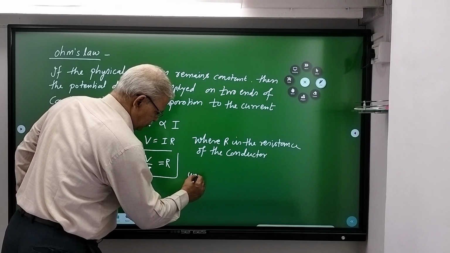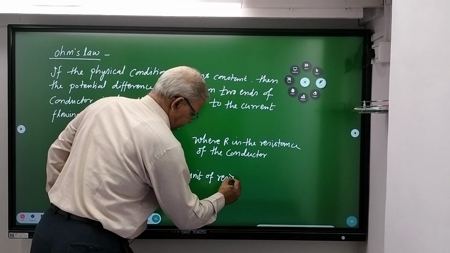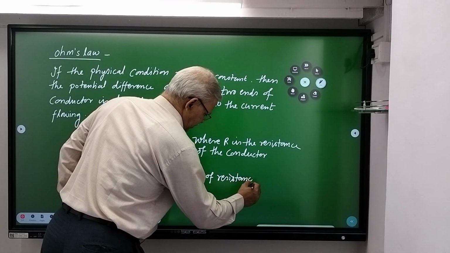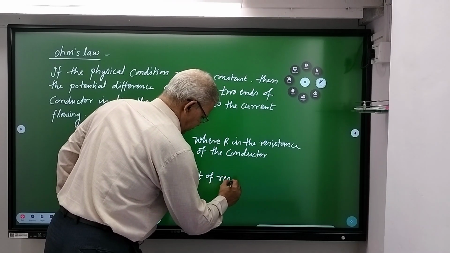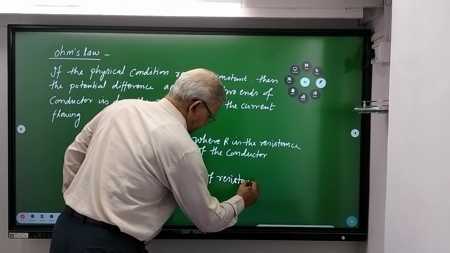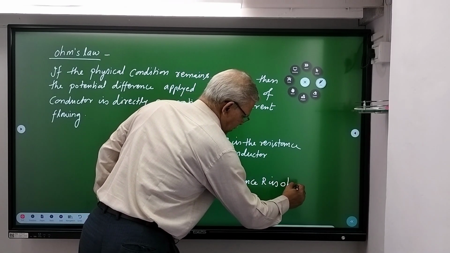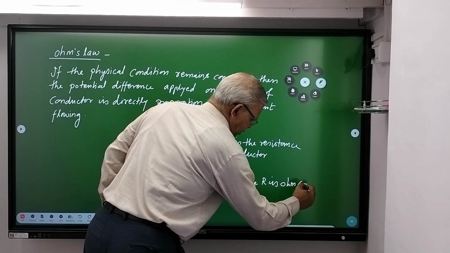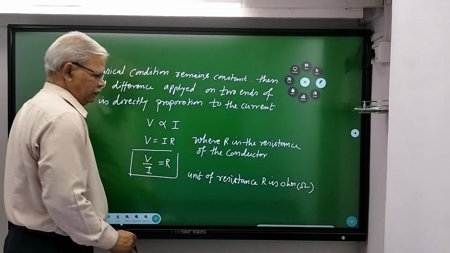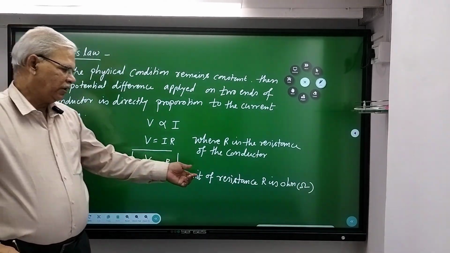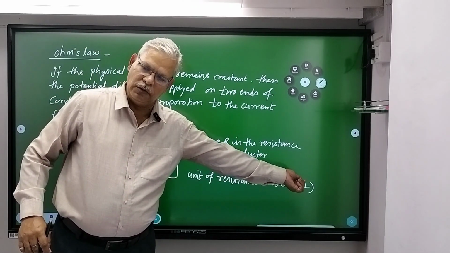And the unit of resistance R is ohm. R in bracket like this. Symbol of ohm is like this. Okay. Unit of resistance R is ohm, or this symbol is also called ohm.